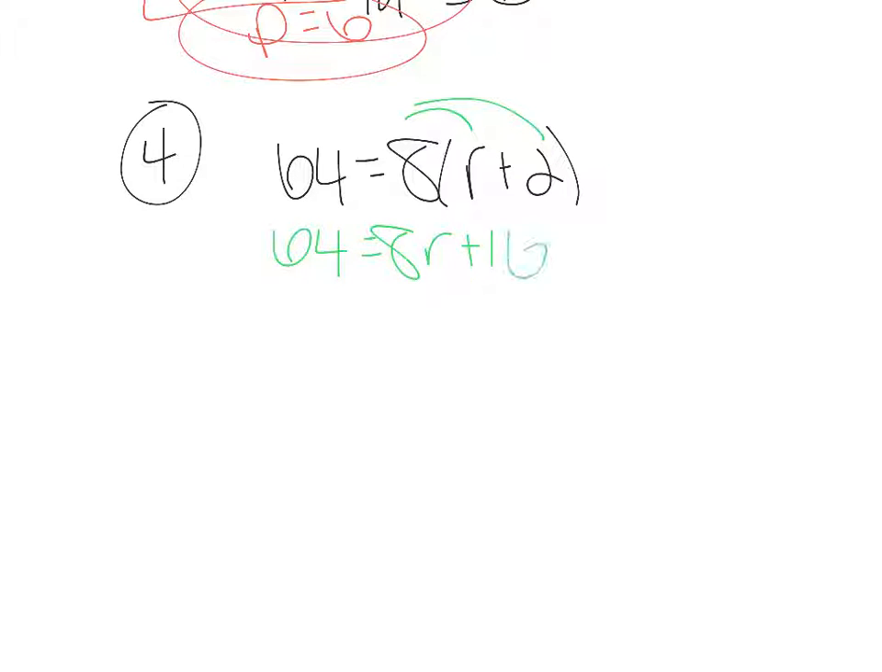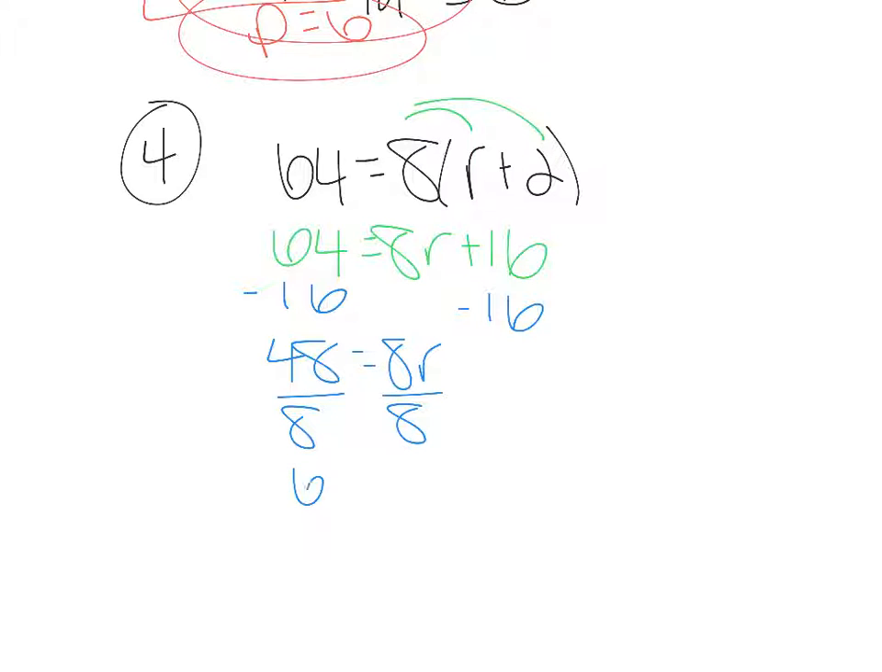Now sometimes after I use the distributive property, you may be able to simplify. In this case, I can't. So we're going to go ahead and solve this equation. We would subtract 16 from both sides. 64 minus 16 should give me 48 equals 8r. And divide both sides by 8, and we should get 6.